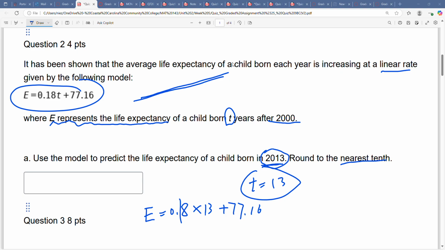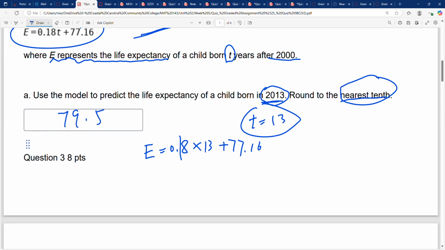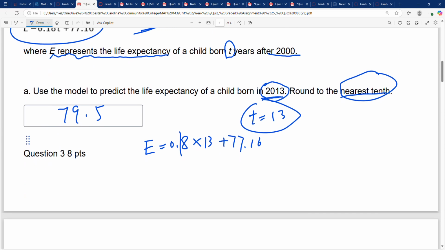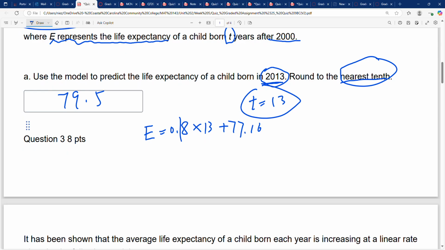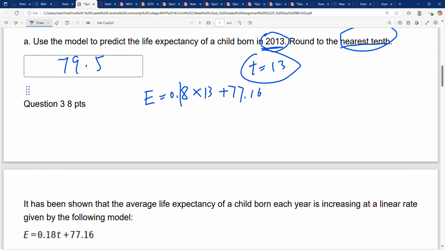It's 79.5, so this answer is 79.5, to the nearest tenth. Even if we didn't ask you to round to the nearest tenth, you should keep 79.5 also, because this is the exact data. So just keep that.